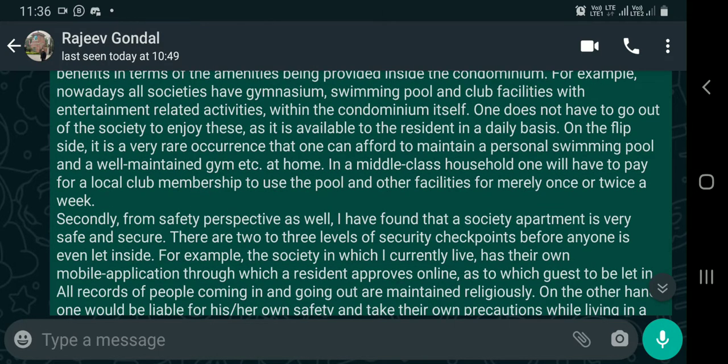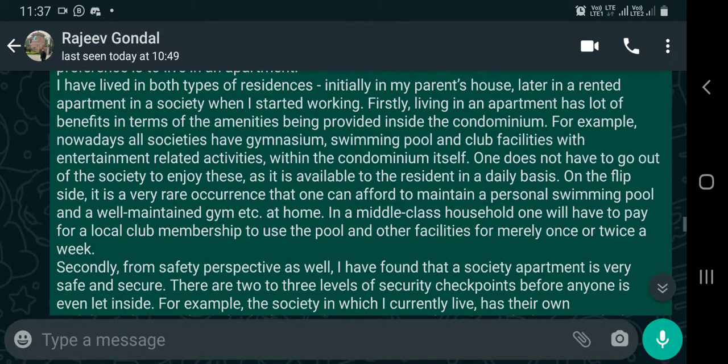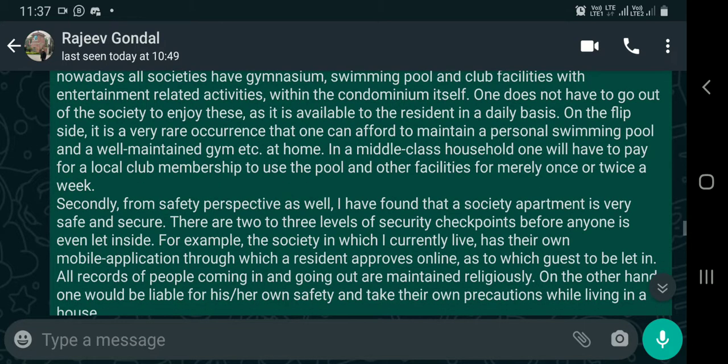In a middle class household, one will have to pay for a local club membership to use the pool and other facilities for merely once or twice a week. So what we are trying to say is unclear. So try to make it very direct.